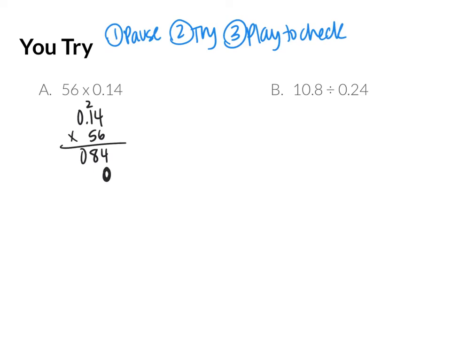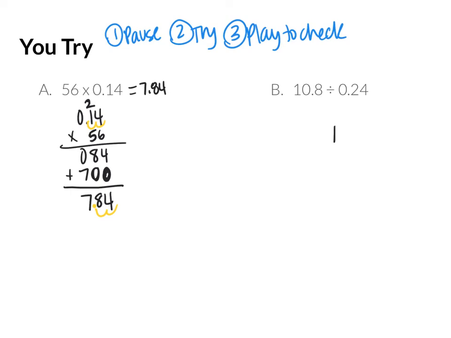Next, I hold my placeholder value. Then 5 times 4 is 20. Carry the 2. 5 times 1 is 5. Plus 2 is 7. When I go to add them, I get 784. Now, don't forget, we have 2 decimal places. So my final answer to my original problem is 784 hundredths.